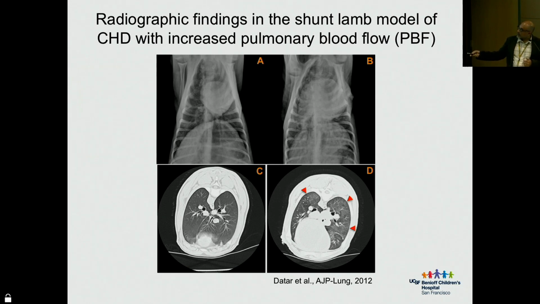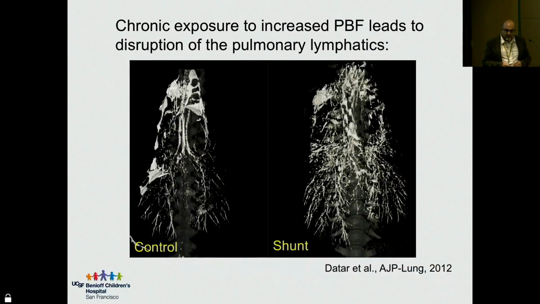They also have arterial and venous distension. These are the pulmonary arteries in normal animals and in shunts. There's interstitial edema marked by these red arrows. And actually, I think more impressively, what we've also found is that in these animals with increased pulmonary blood flow, they have a massively disrupted or distorted postnatal pulmonary lymphatic architecture. So these are shunt lambs at 3 weeks of age compared to their control siblings.